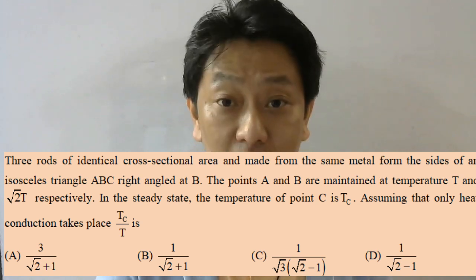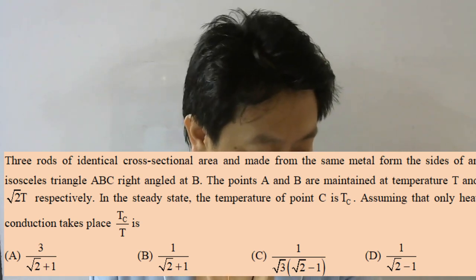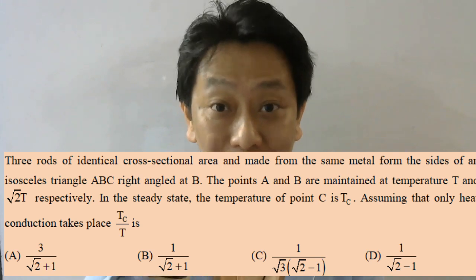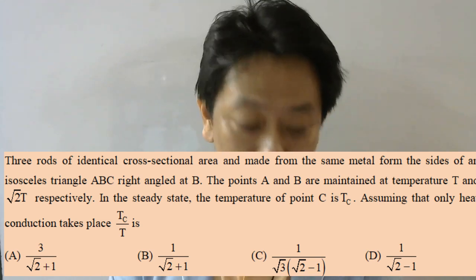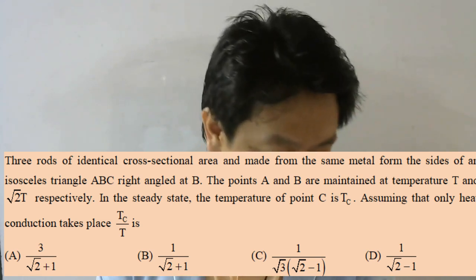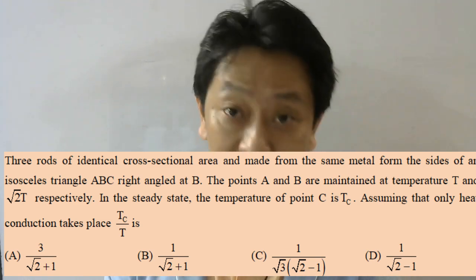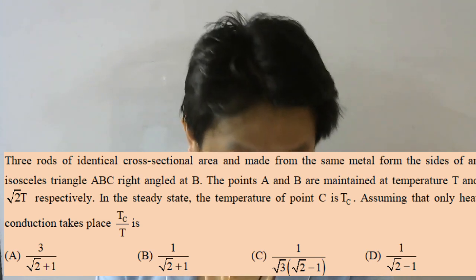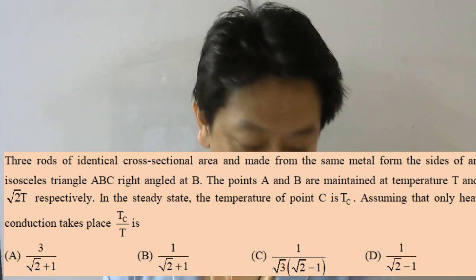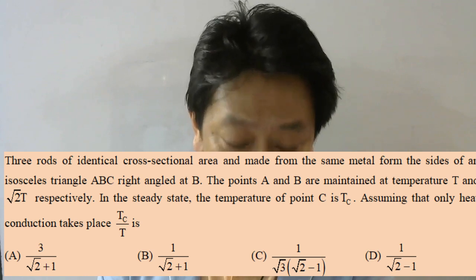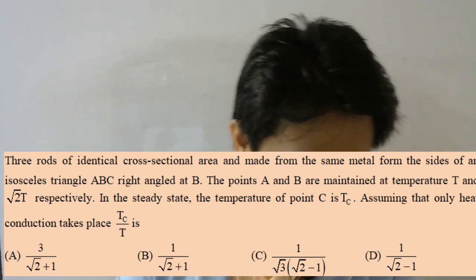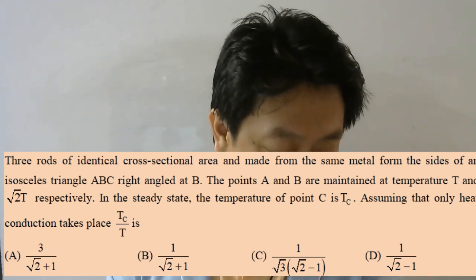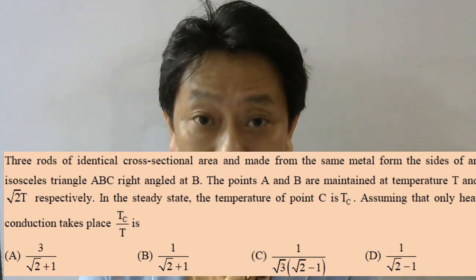Try the next one. It says 3 rods of identical cross-sectional area. So areas are same, made from the same metal. So material is same, that means K also will be same. They form the sides of an isosceles triangle ABC, right angled at B. The points A and B are maintained at temperatures T and √2T respectively. In steady state, the temperature of the point C is Tc, assuming only heat conduction takes place. We have to find Tc divided by T.